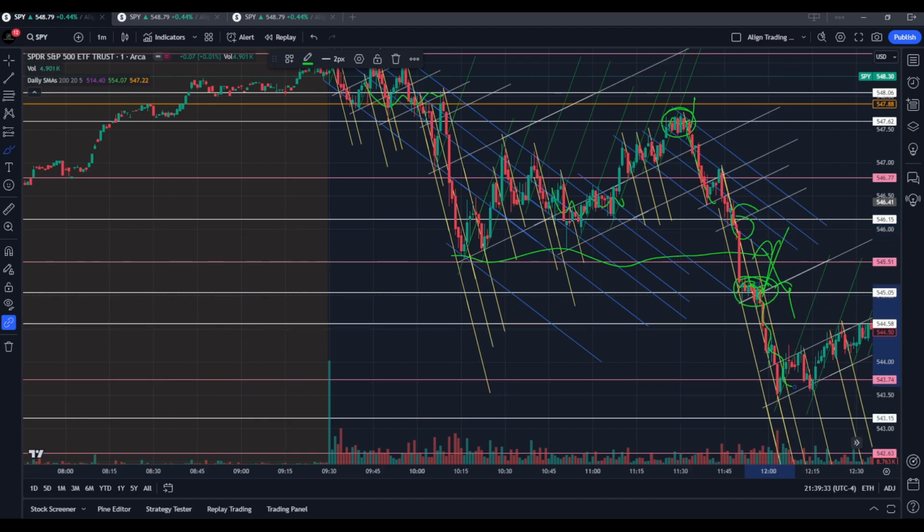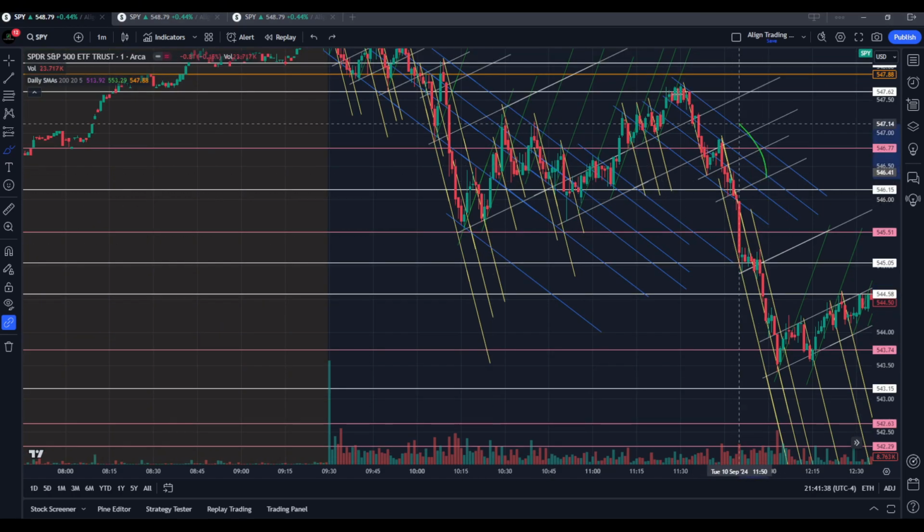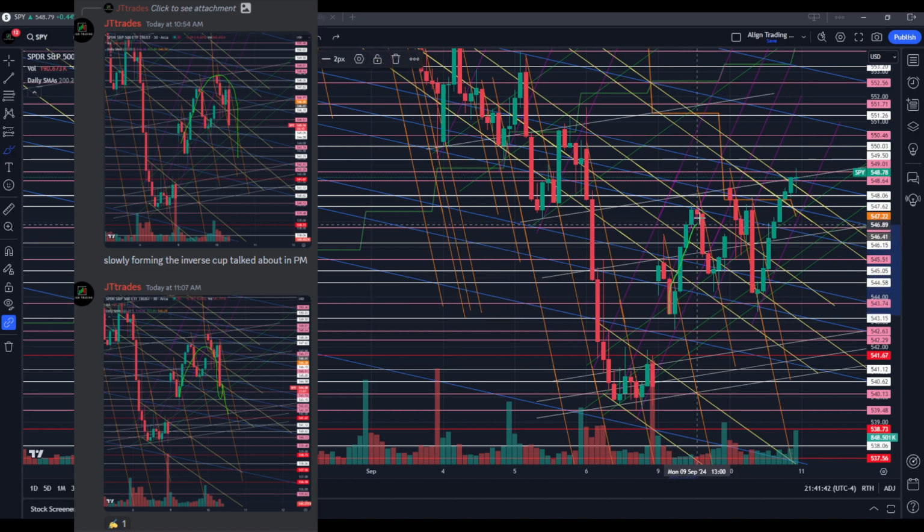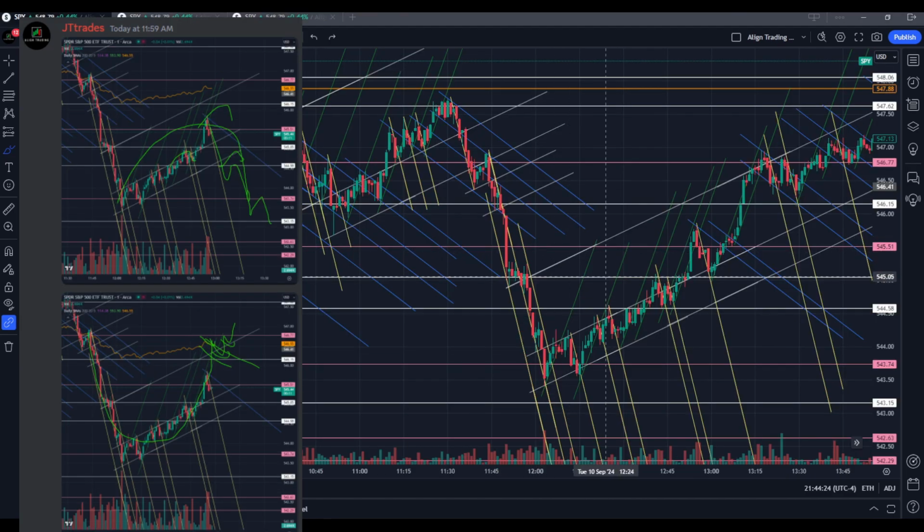All good. But if you were in runners from this entry right here, then you had a very nice continuation within that yellow. Now right here with this move down, I explained to be watching on the 30-minute chart this inverse cup that was slowly starting to form right here. And if we wanted to head down, well, you would need to see this handle right here or something cracking that low right here, which never happened. We never got below it.